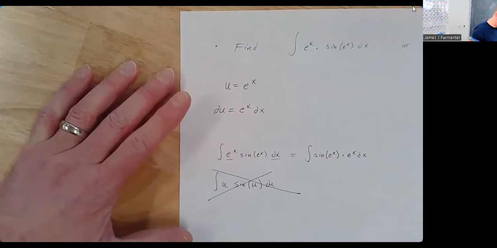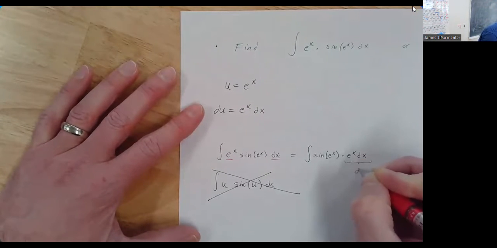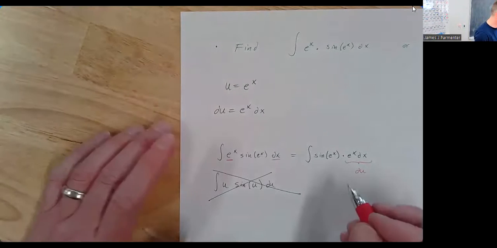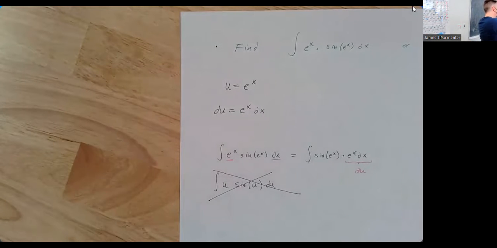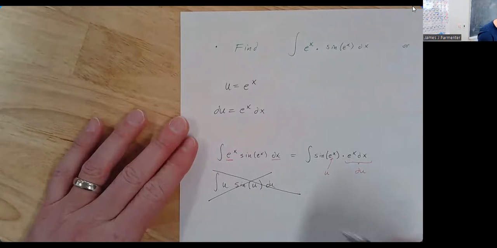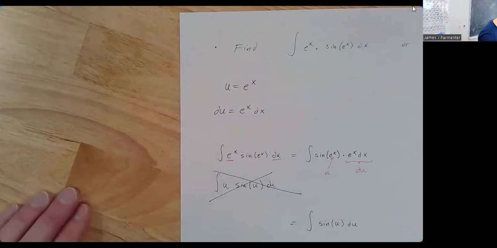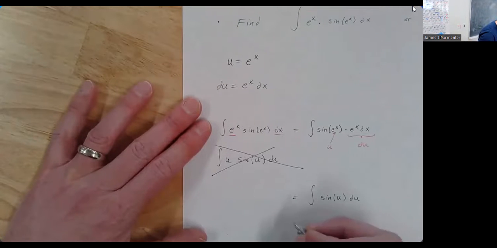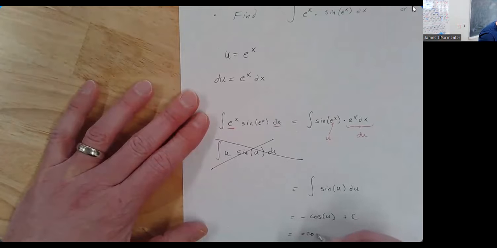Because then it's super easy for me to say, oh, there's my du. And then the other things left over after I've dealt with du, now I can start replacing with u's. So e to the x there, that's going to be a u as well. So this really ends up equaling the integral of just sine of u du. Then we can anti-differentiate that and get negative cosine of u plus c, which is then going to equal negative cosine of e to the x plus c.